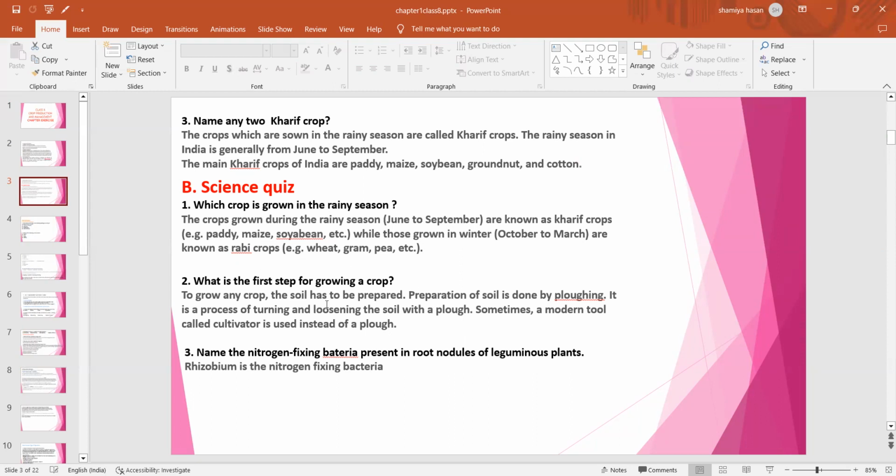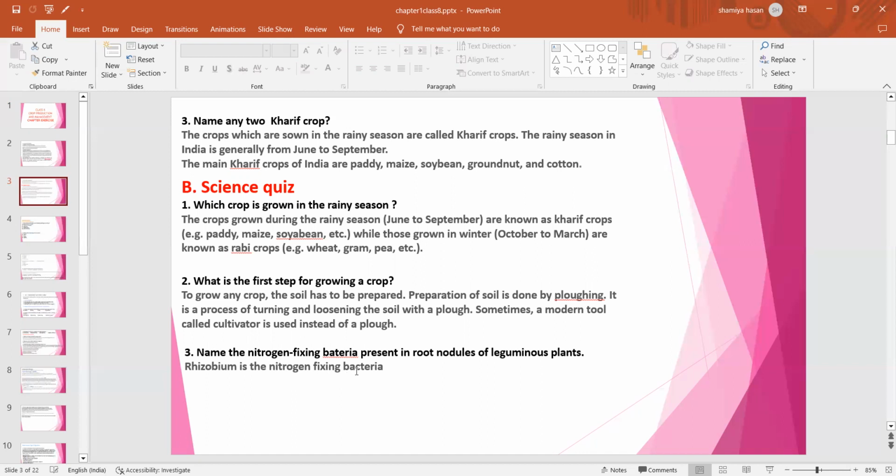What is the first step for growing a crop? To grow any crop, the soil has to be prepared first. Preparation of soil is done by ploughing. It is a process of turning and loosening the soil with a plough. Sometimes a modern tool called cultivator is used instead of a plough.